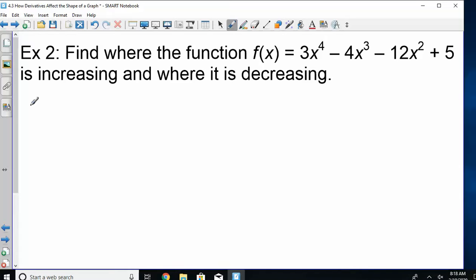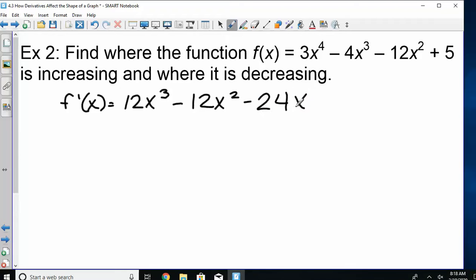I'm going to find where I'm increasing or decreasing. I need to know if the derivative is positive or negative. So our derivative would be 12x cubed minus 12x squared minus 24x.